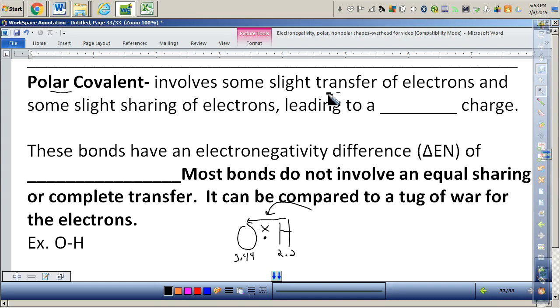So when you have a polar covalent bond, instead of having a full charge, we have a partial charge. For these types of bonds, the difference in electronegativity, delta EN, is somewhere between 1.7 and 0.4.